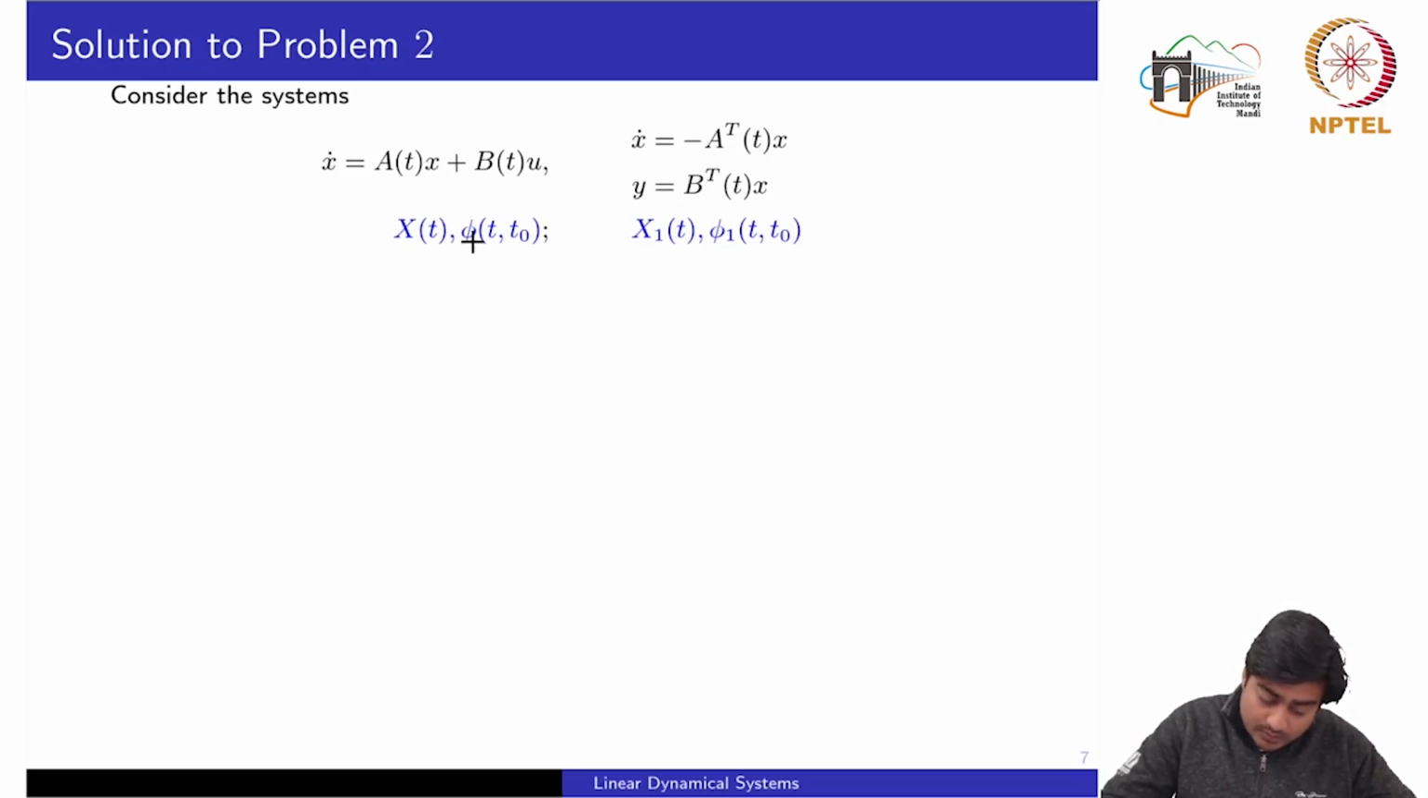Corresponding to these two systems, we are defining two important parameters which are required to solve these time varying systems. First is the fundamental matrix, which we have denoted by X for system 1, and X1 for system 2. Similarly, phi is the state transition matrix for system 1 and phi 1 is the state transition matrix for system 2. These are the two important parameters which we discussed in the first week when we saw the solution of time varying systems.